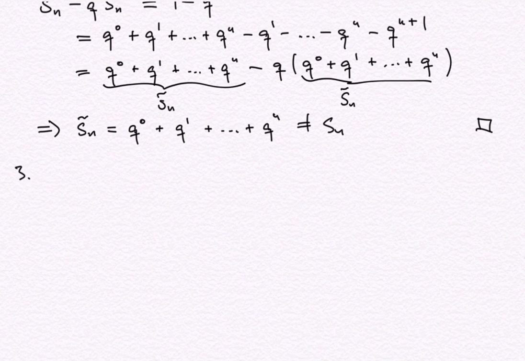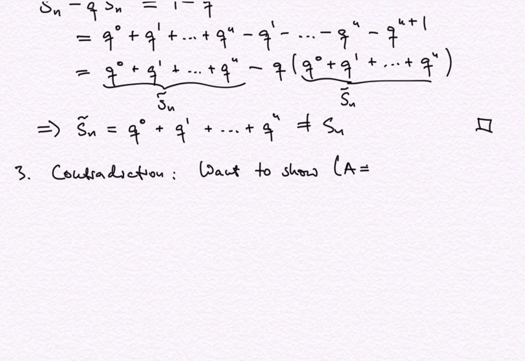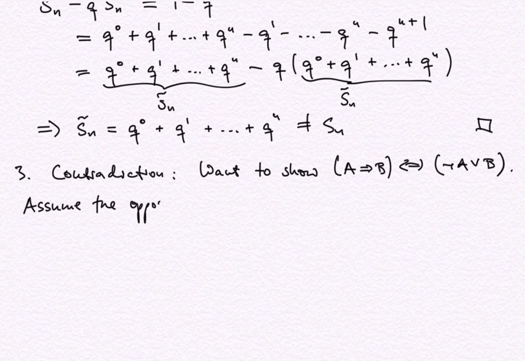Three, contradiction. Again, we want to show A implies B, which now we know is logically equivalent to the statement not A or B. What we do in the contradiction is we assume the opposite. So the opposite is not (not A or B).